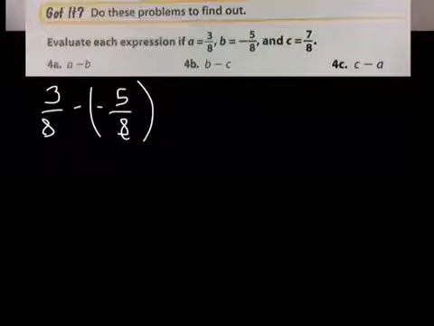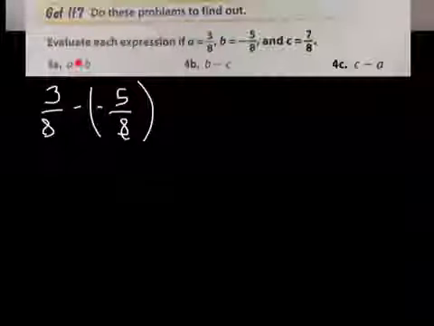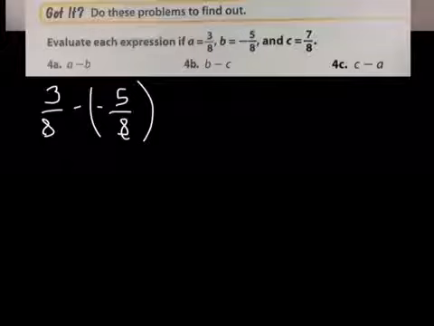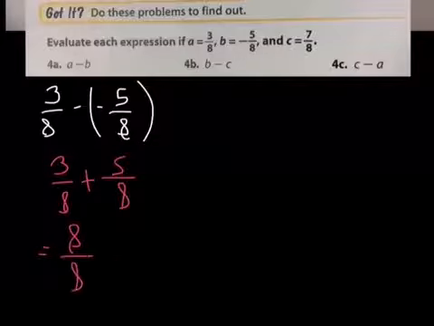I replaced the variable A minus B, right? A is 3/8 and B is negative 5/8, but it's minus this value. So minus, that becomes positive. Okay, so I can go right ahead and start writing 3/8 plus 5/8. And when I add those two up, I get 8 over 8, which equals 1.